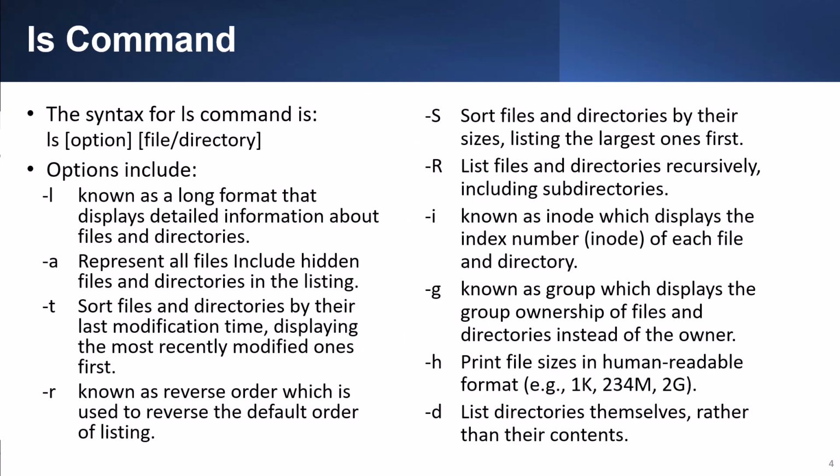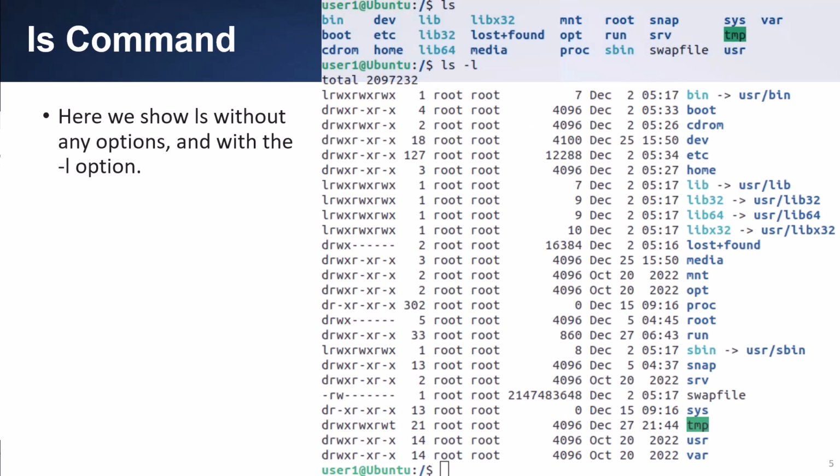This screen shows the syntax for the ls command. Linux commands have their options immediately after the command. The -l option shows the long format that displays detailed information about files and directories. If you want to sort by last modification date, you would use -t. Here we show ls without any options and with the -l option.